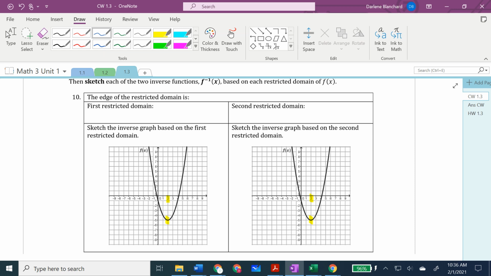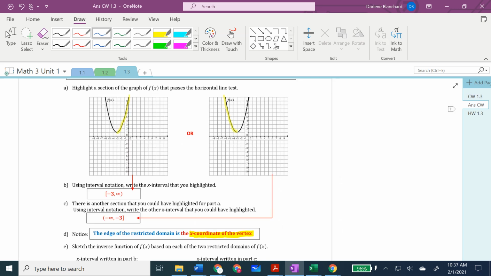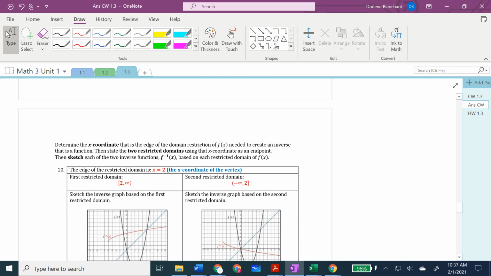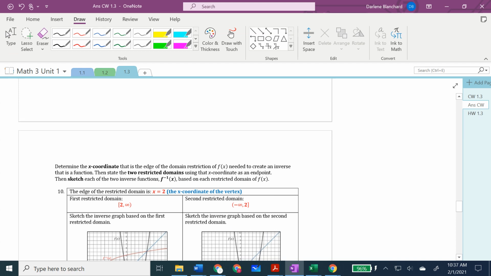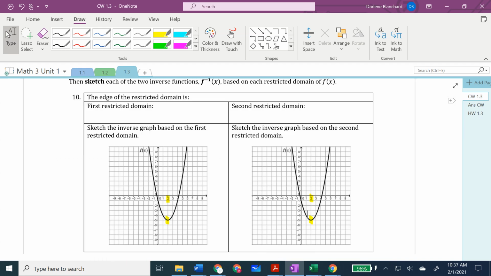Let me actually do the opposite of what I have in my answer. So let me check real quick what I chose to do for my answer. I did that, so I'm going to do it the other way in class. And then you can see the two ways. So I can restrict the domain so that I go from negative infinity to the x-coordinate of the vertex. Or I can restrict the domain to start at the x-coordinate of the vertex and go to infinity.